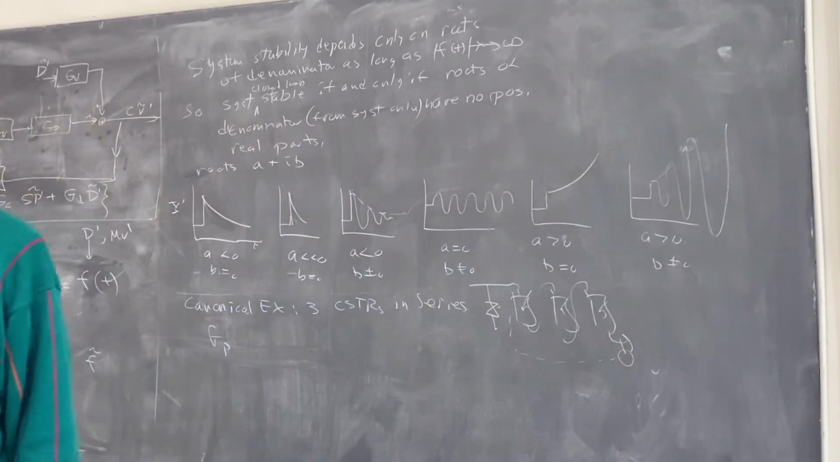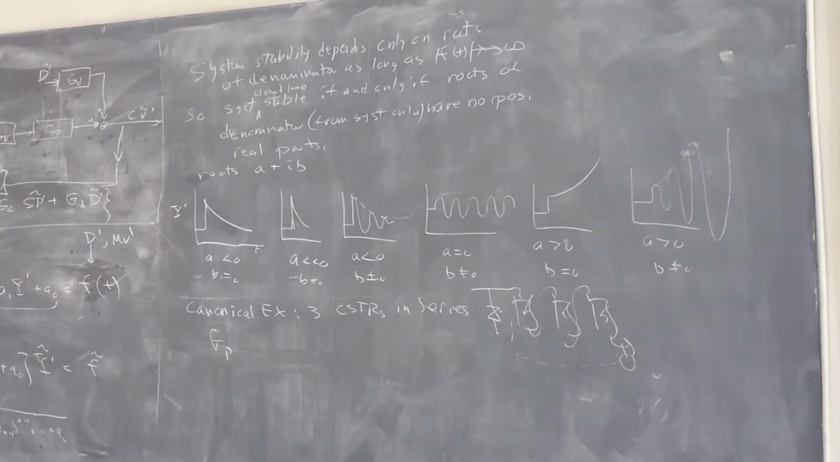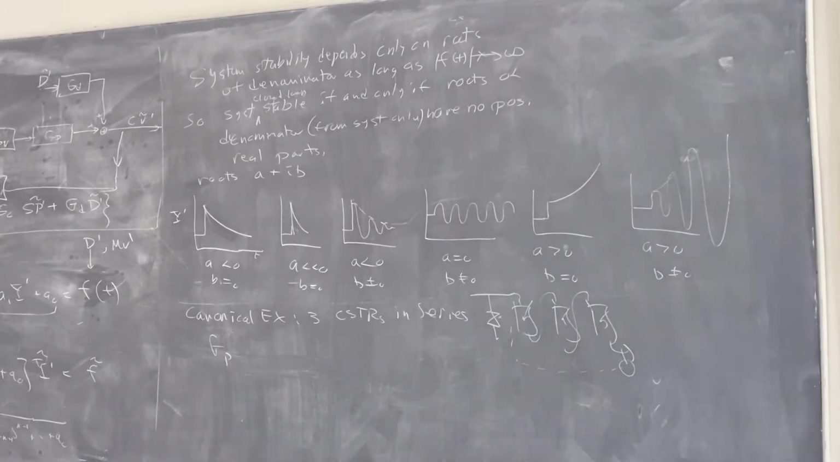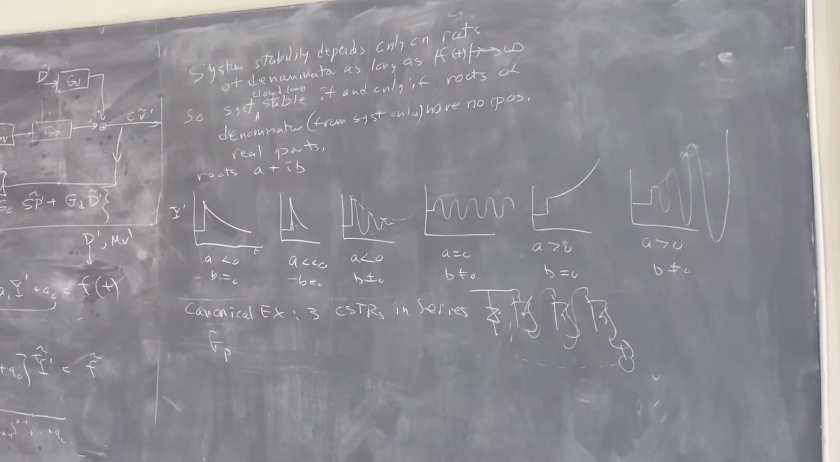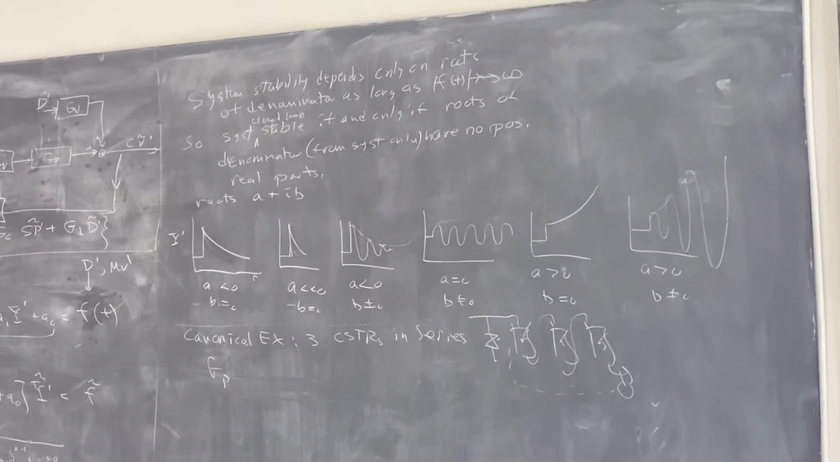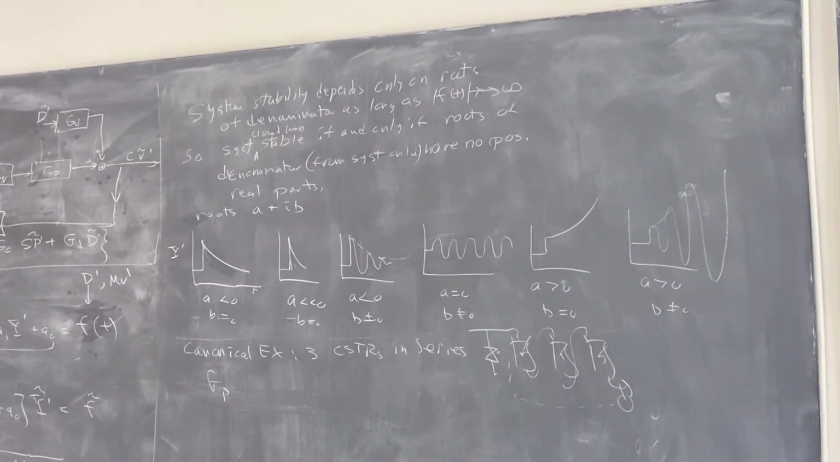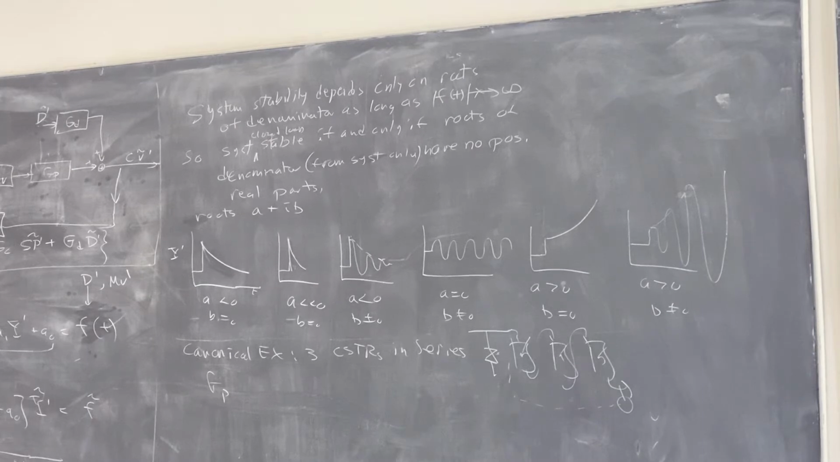What is GP? Negative beta tau over 1 plus S tau. How about looking at the 3 CSTRs in series and not the 1 CSTR?